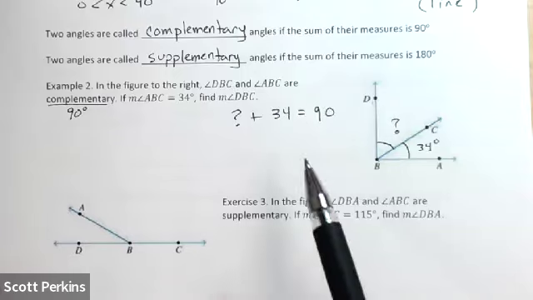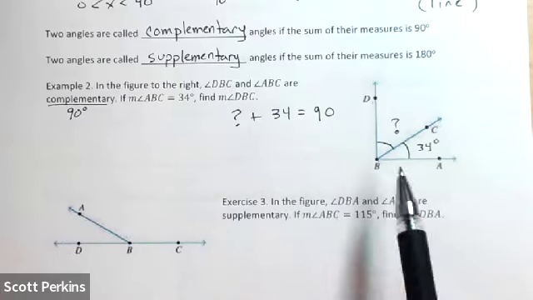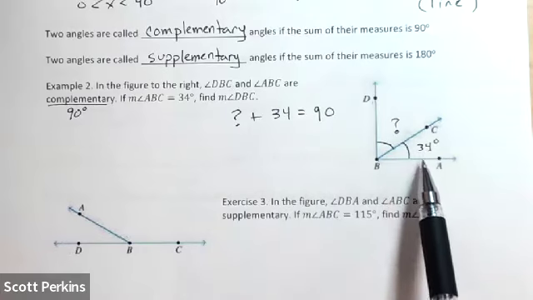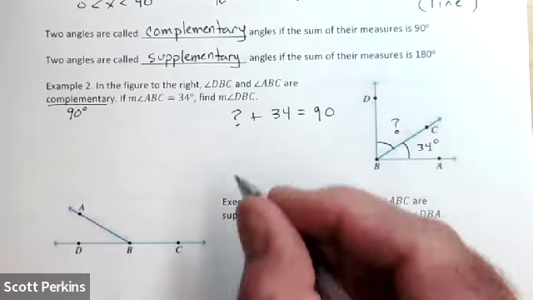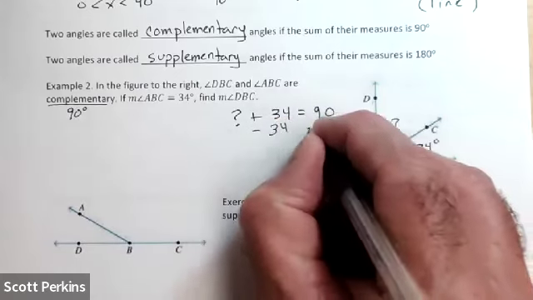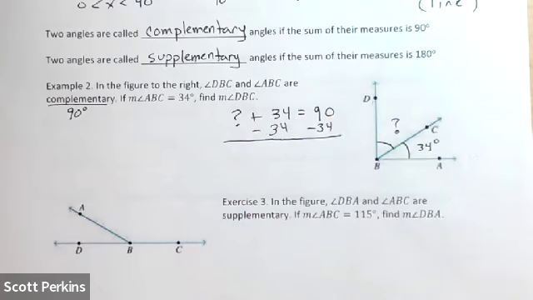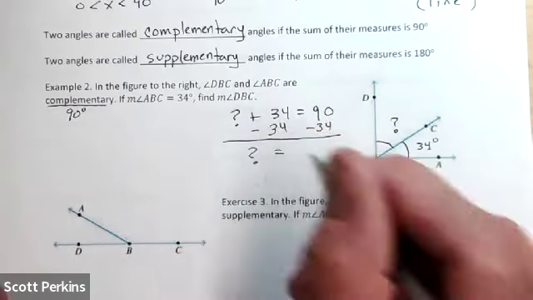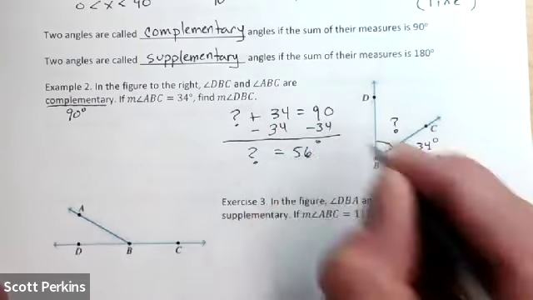You can just tell me, what am I going to do here in order to figure out the measure of the angle I don't know? You probably saw that already, just from the picture, that you're going to take the 90 degrees of the whole angle and subtract the 34 to see what's left over. And by the way, that's also how you solve the equation. If you remember any basic algebra, this is the most advanced algebra you're going to need in this class. So my question mark is equal to just what you told me, 90 minus 34 is 56 degrees.